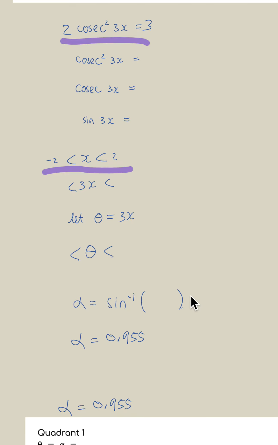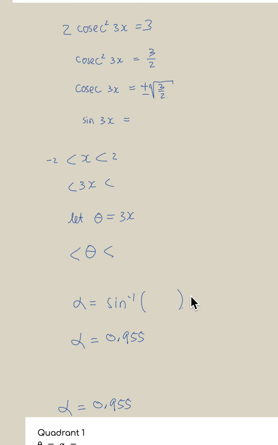Nevertheless, let's try to do this together. First step is to make cosecant square 3x the subject. Then we just divide by 2 for both sides. So cosecant square 3x is equal to 3/2. How about cosecant 3x? It will be root 3/2. But don't forget, it's a square. So when you find cosecant 3x, it will be plus and minus.